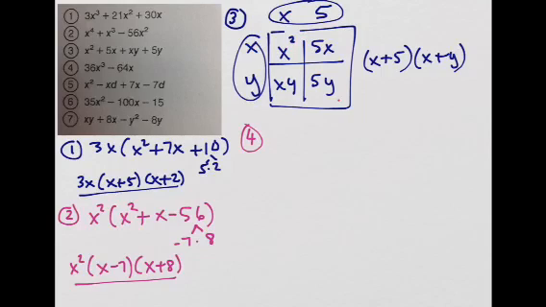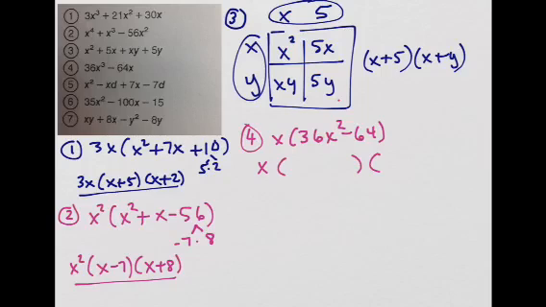Let's see, the greatest common factor here would be x. So 36x squared minus 64 after you factor out the x. And notice inside parentheses you have the difference of 2 squares. So there's really no work required here.